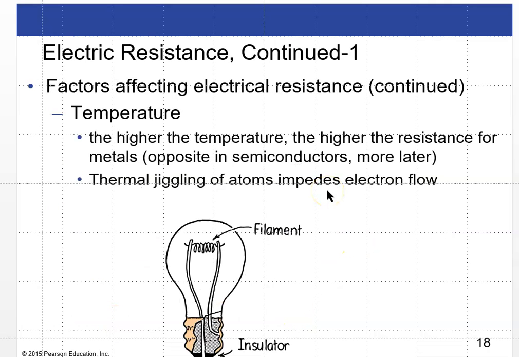Now, as I mentioned before, resistivity changes with temperature. Usually, the higher the temperature, the higher the resistance, and that's for metals. Semiconductors can show the opposite effect. And what goes on in metals, especially, is that the thermal jiggling of the atoms in the metal impedes the electron flow.